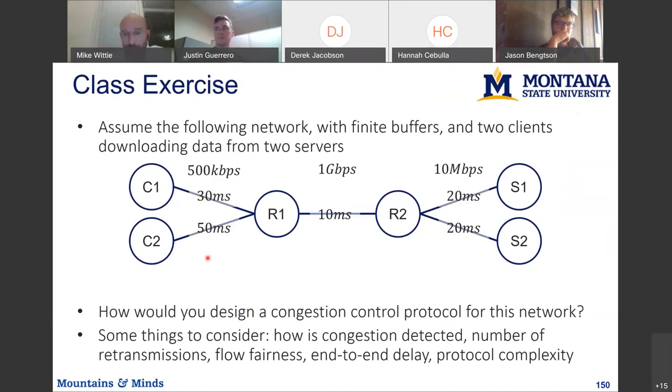And so you can consider all these different things about how to detect congestion, how to define fairness, how to deal with end-to-end delay. And maybe this is the most interesting thing that I like to point out here: fairness and end-to-end delay, right? So should client one and client two achieve the same rates of download in this network? Maybe, right? You might say yes. Maybe they're paying the same amount, right? But client one has a lower delay by 20 milliseconds to its server versus client two, all right?